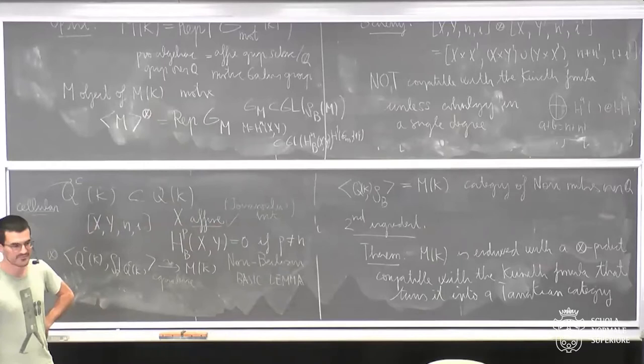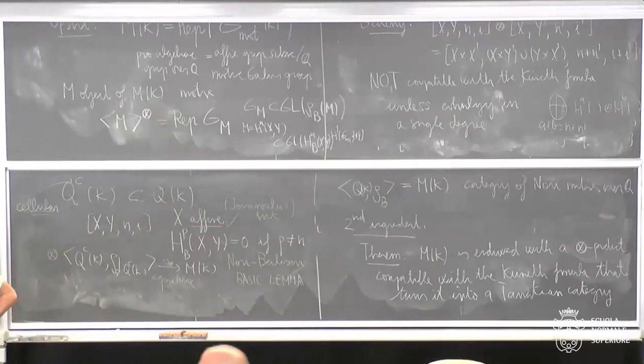Questions? So the first part is kind of formal. You have this result of Nori that there is this enrichment. But is there a similar result for a Tannakian enrichment directly? I think maybe with some hypothesis.